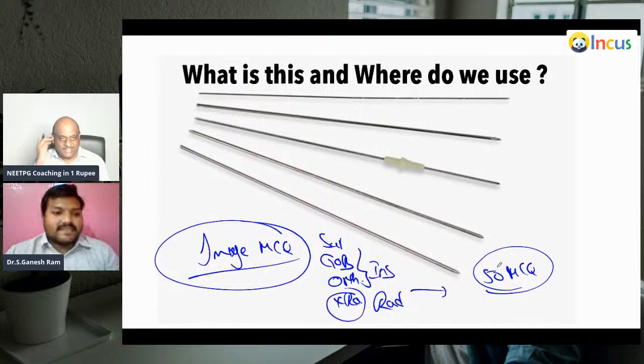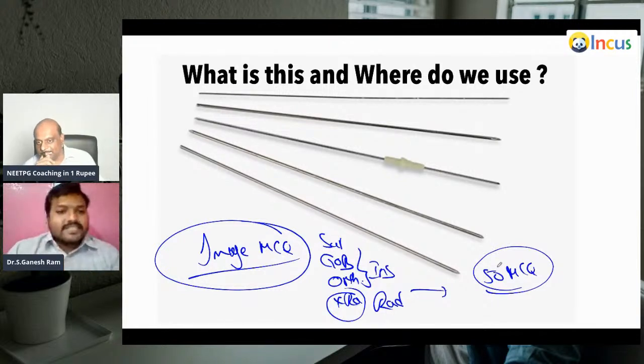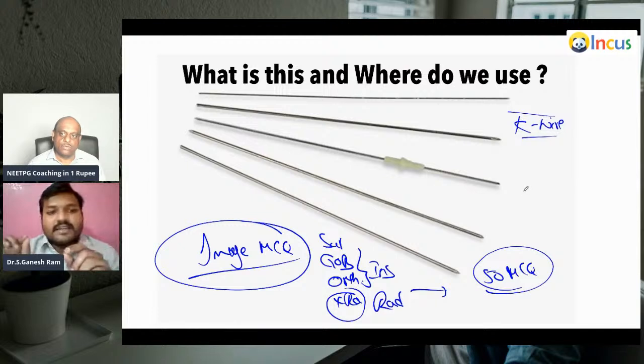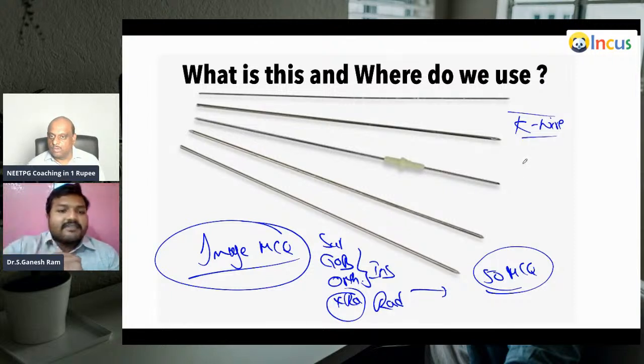So what is this, doctor, basically? So this is called a K wire or Kirschner wire. That's the inventor's name, Kirschner. It's called a K wire. So how we have to identify it: this is the thinnest instrument in orthopedics. We use plates, nails, screws, rods and all. It is available in sizes like 0.5, 1 centimeter. So very, very thin, and it will be available in different sizes, from 0.5, 1, 1.5, 2, up to 3, it could be available.